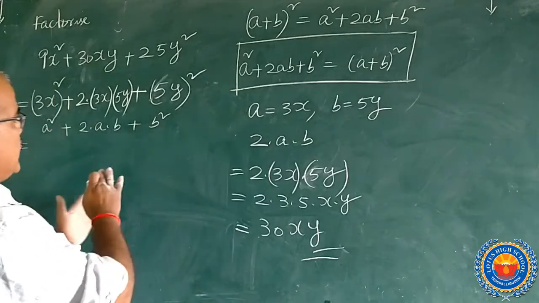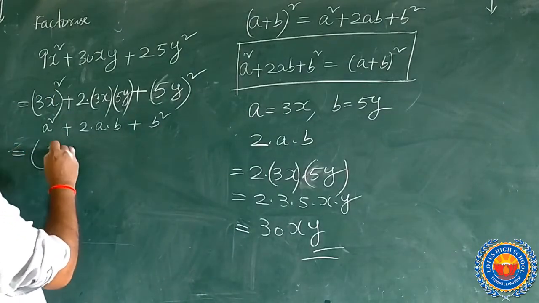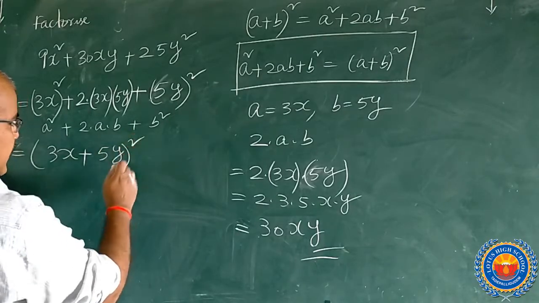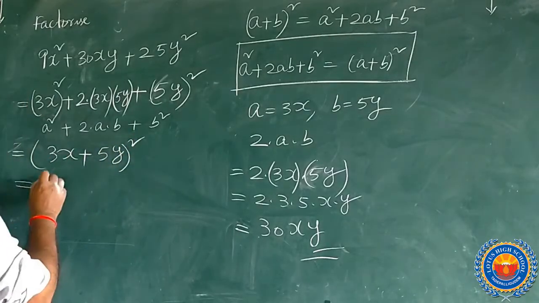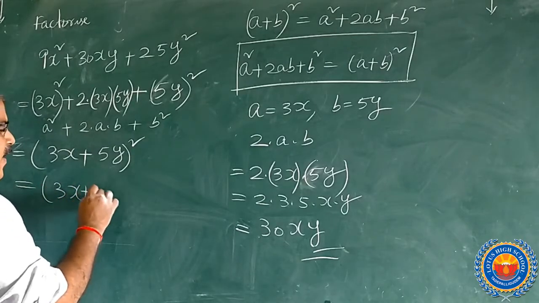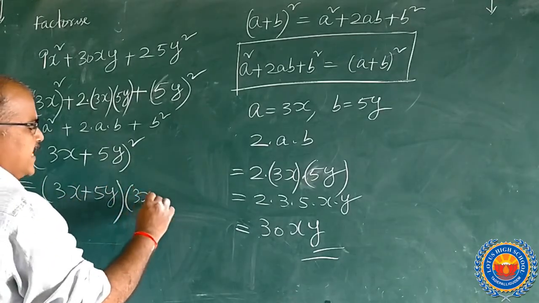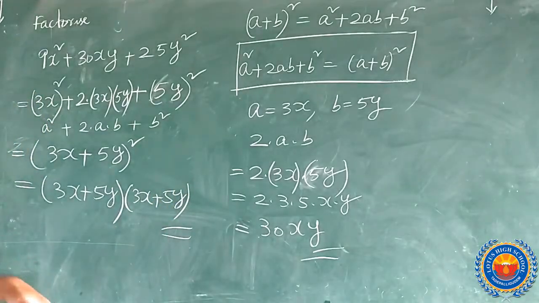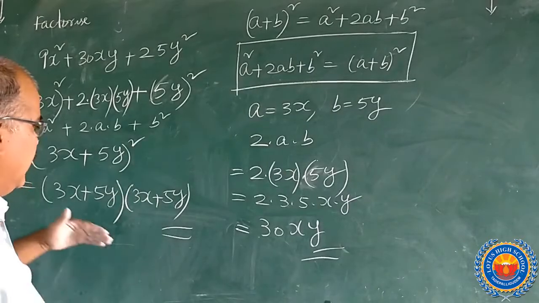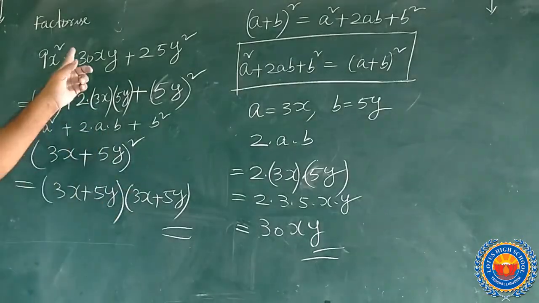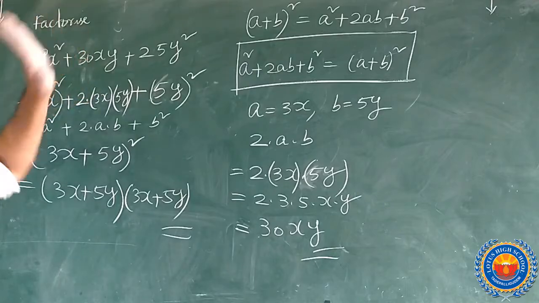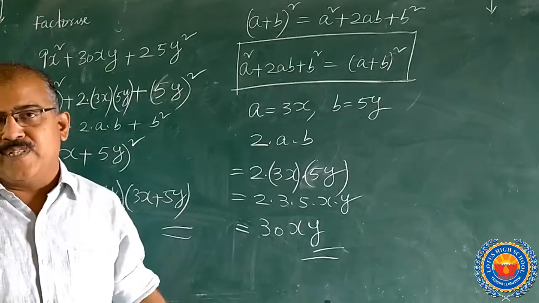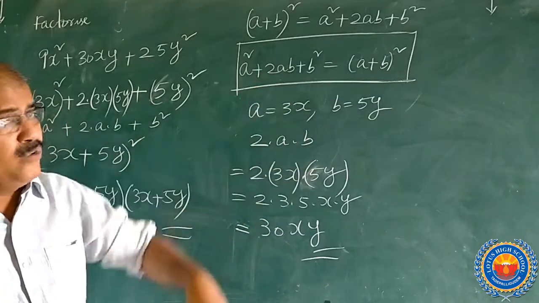a is 3x and b is 5y, so a plus b whole square is 3x plus 5y whole square. Finally, if you want, you can write 3x plus 5y into 3x plus 5y. This is the final answer. If you want to check whether your answer is correct or not, you can multiply these two, and you will get 9x square plus 30xy plus 25y square. This is the second sum by using a square plus 2ab plus b square is equal to a plus b whole square.